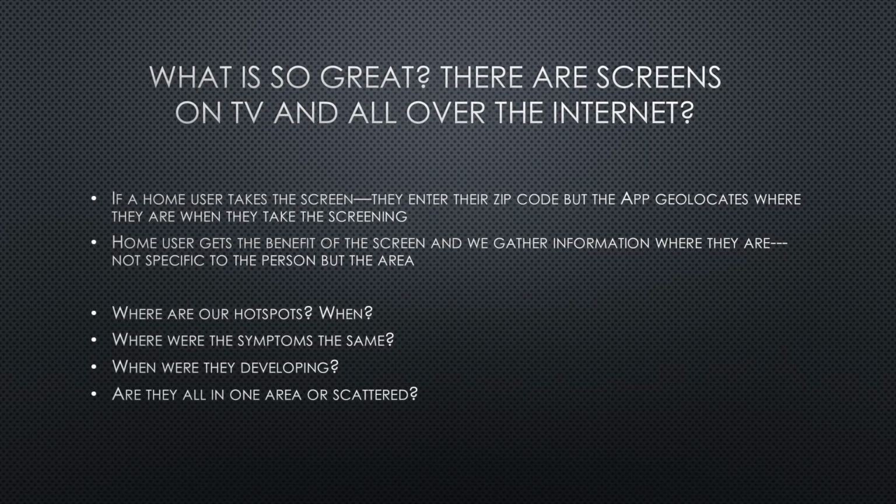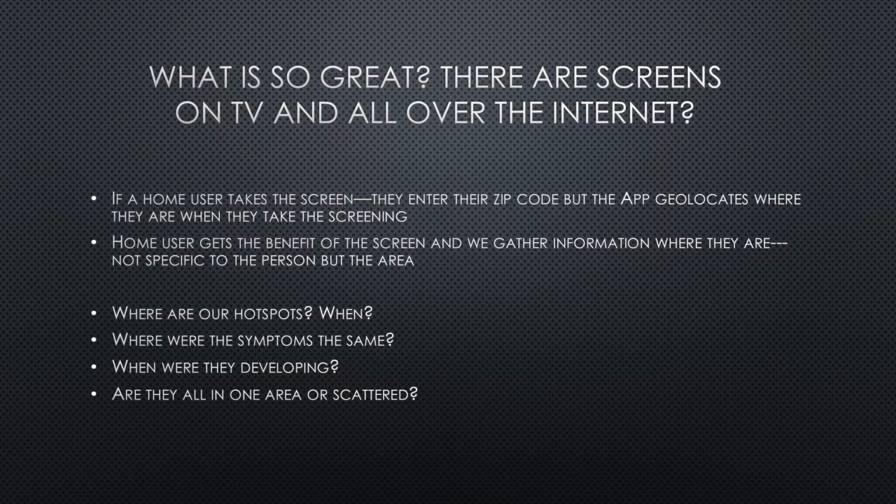What's so great? Their screens are already all over the place. They're on the TV, they're on the internet. So, how is this any different? Well, if a home user, a consumer, takes the screen at home, they enter their zip code, so that gives us at least where their home location is. But wherever they're standing at that time, the app will geolocate where they are, thanks to GPS and the way things work.